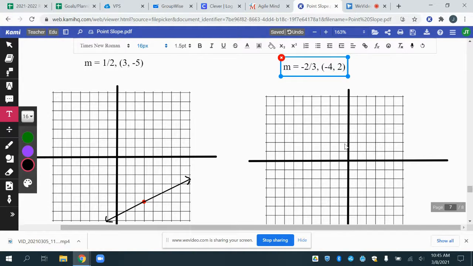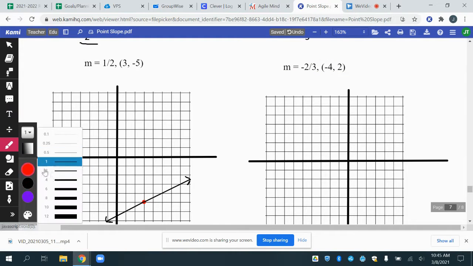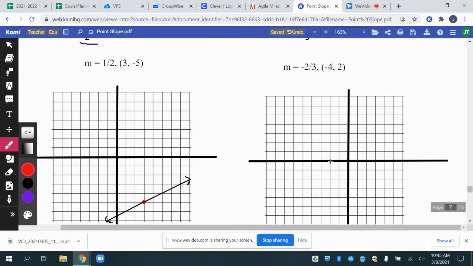So I'm going to find the point -4, 2. That's right. 1, 2, 3, 4, and 2. And the slope is -2/3, which means it goes down 2 and 3 to the right. So what does that look like? Down 2, just go like so. Down 2 and 1, 2, 3 to the right.